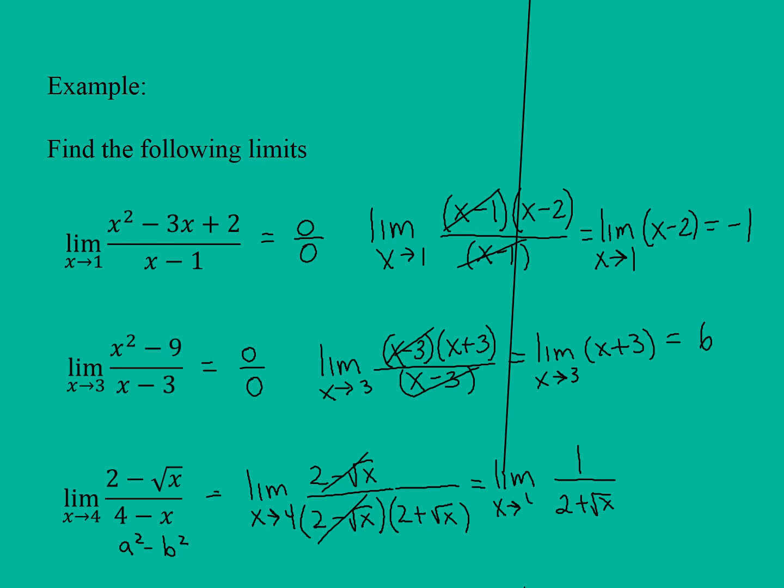And now we can reduce 2 minus square root of x with 2 minus square root of x. And we have the limit of 1 all over 2 plus the square root of x as x approaches 4. And now we can use direct substitution to get 1 all over 2 plus 2, so we would get 1/4.